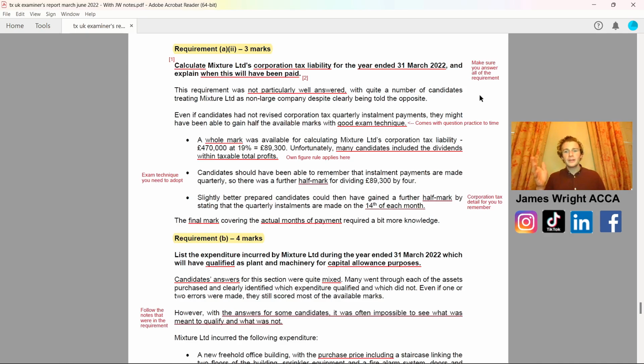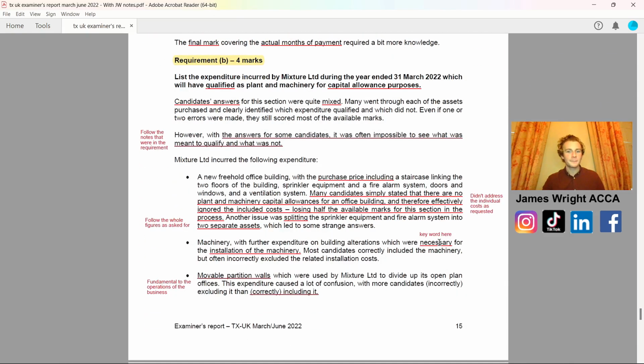But we had corporation tax detail for you to remember, and exam technique to adopt in terms of the little half marks. So if you want to pause the video to read it through in more detail, feel free to. There was a further half mark for stating the quarterly instalments are made on the 14th of each month. So just another tax-based rule, if you can apply it, along with the final mark covering the actual months of payment, but that did require a bit more knowledge.